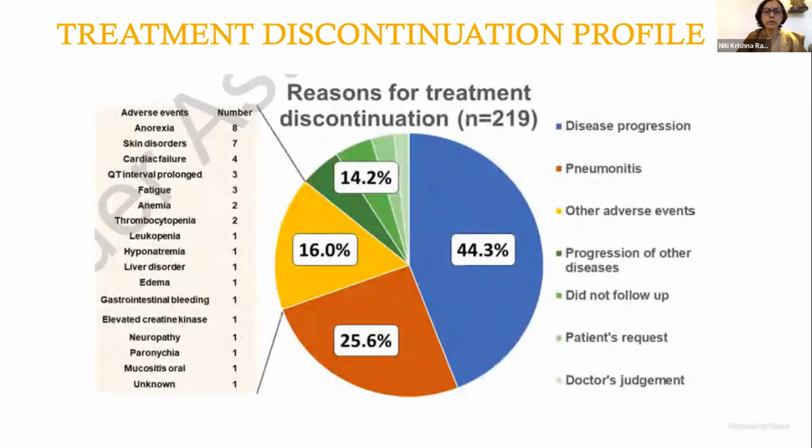What was the reason for treatment discontinuation? Well, the most common reason was, of course, disease progression, noted in 45% of cases. But a very surprising subset was the 26% of patients who had treatment discontinuation because of pneumonitis. Now, this is not what we have recorded so often in other studies, and especially not in FLAURA. And then another 16% had minor adverse events, including anorexia and skin disorders. Some of them had QT prolongation and even cardiac failure.